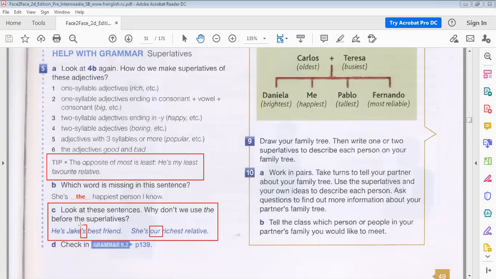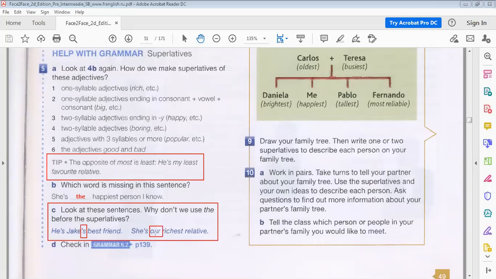And the same thing here, possessive adjective or the possessive S. "Jake's", "he's Jake's best friend". "She's mom's best friend". "She's Diana's co-worker". "He's Harriet's best friend", and so on. So any possessive S, we cannot use "the".